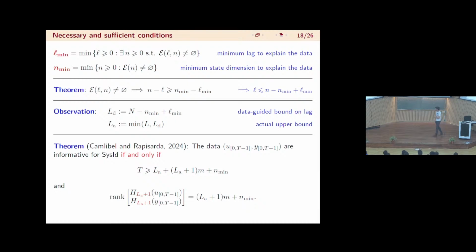Well, using that actual bound on the lag, Kanat and Paulo then formulated the following theorem. So the data are informative for system identification if and only if T is sufficiently large and the rank of the input-output Hankel matrix of depth L_A plus 1 is equal to L_A plus 1 times m plus N min. So these were the necessary and sufficient conditions. Note that in this condition, the depth of the Hankel matrix is determined from the data, because it depends on this actual bound on the lag, which depends on N min and L min.